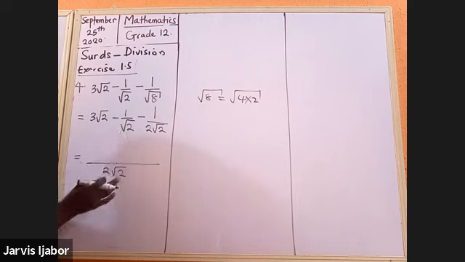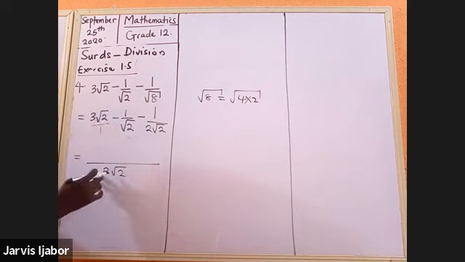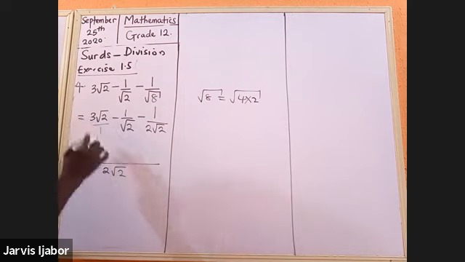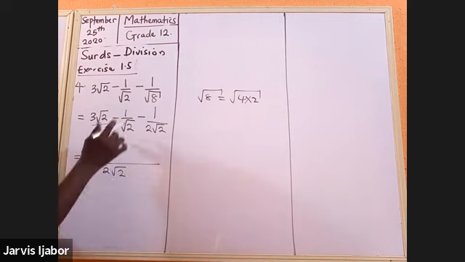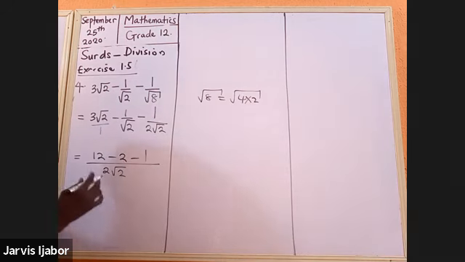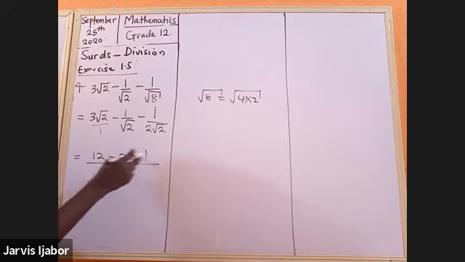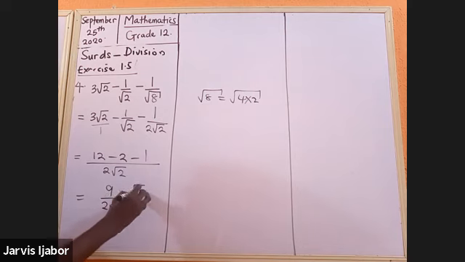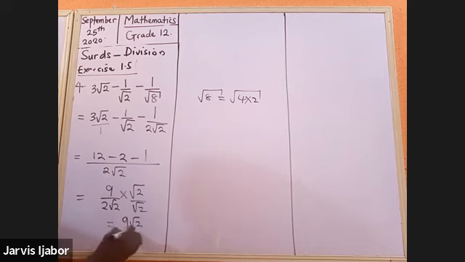2 root 2. Into this will be 1 times this will now give me 6 times 2. Root 2 times 2 is 2 times 6, 3 times 2. That will give me 6 times 2, which is 12, minus. This into this will give me 2, minus this into this will give me 1. So what does that give me? This will give me 12 minus 2, which is 10, minus 1, which is 9. That will be 9 over 2 root 2. And I'll multiply both sides by root 2 over root 2. And that will give me 9 root 2 over 4.